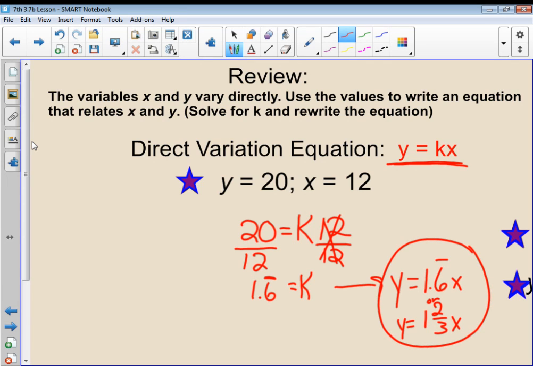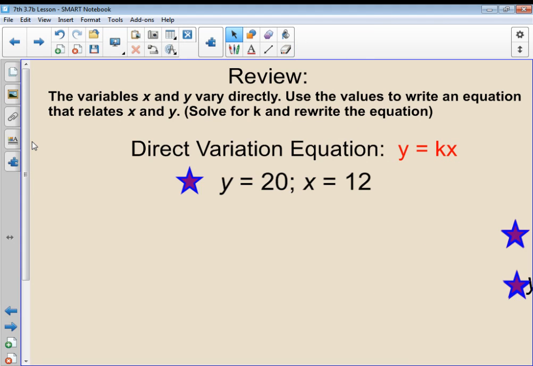The only downfall of the 1.6 repeating is that it's hard to put onto a calculator. Some of your calculators will actually understand when you put in 6 multiple times that it is the repeating 6, but a lot of the lower grade calculators will not, so you might have to use the fraction form in order to substitute in for x on that one.